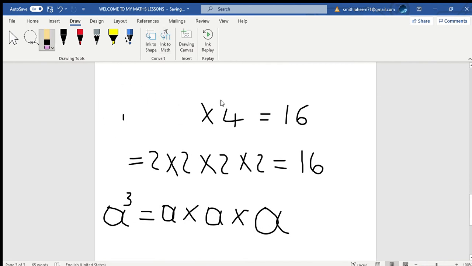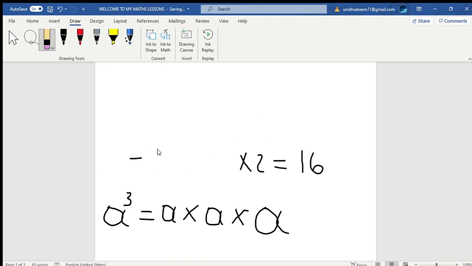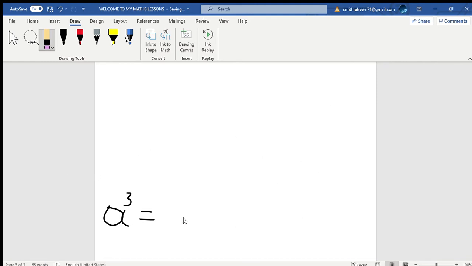Alright, so let's erase all of this. Alright, so we're gonna do some problems with the multiplication, so you could have a better understanding of how the laws of indices work.